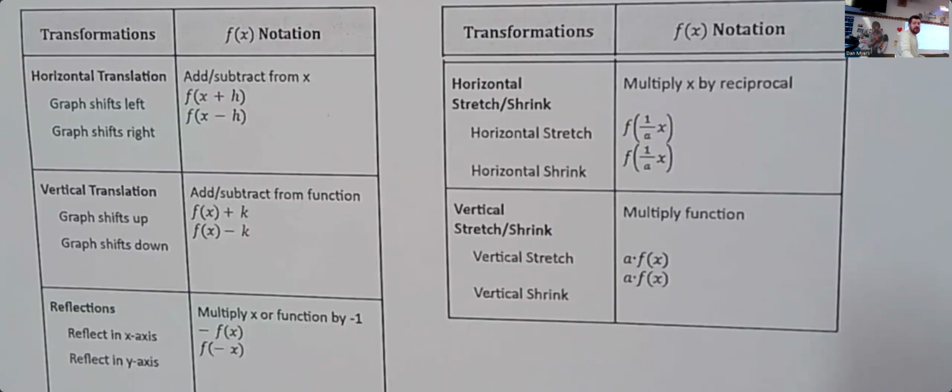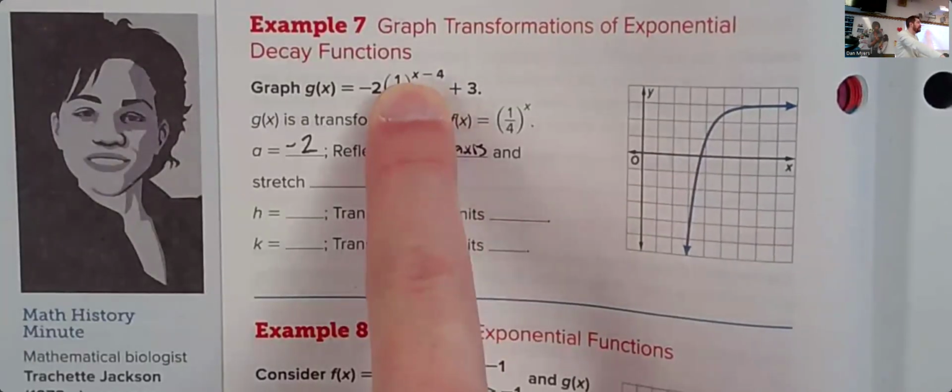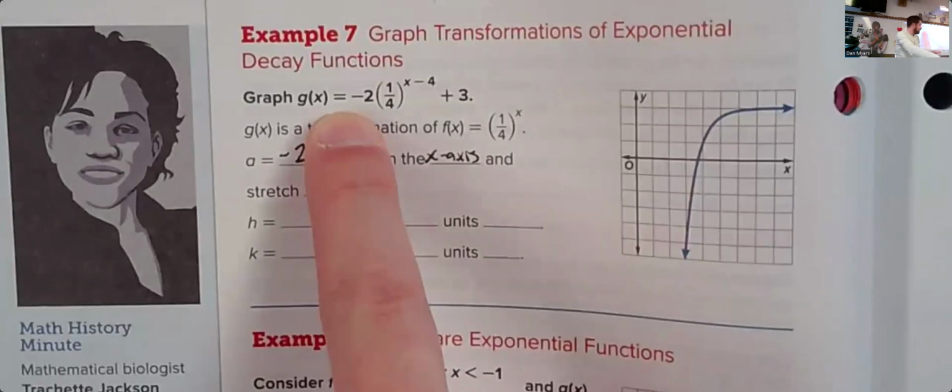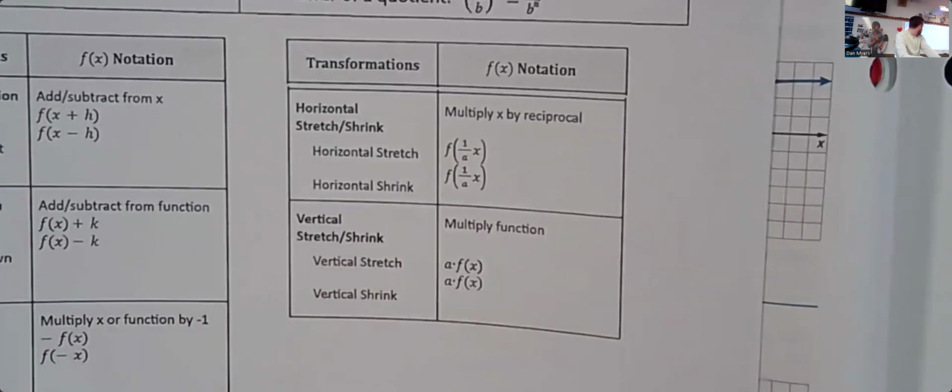Where is our value of A on our current function? Is it inside a group with X? Or is it outside the group of X? It's outside. Okay, which one of these has A outside the group of X? Vertical, yeah. If there was a number multiplied up in the exponent by X, like a 3X up here, then that would be a horizontal stretch or shrink, depending on what you're dealing with. But down here, because A is outside, it's -2, that's going to correspond to a vertical.